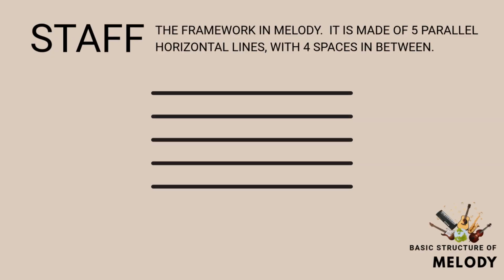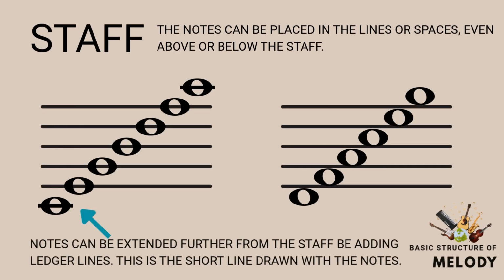Now, the basic structure of melody starts with a staff. The staff is a framework in melody. It is made of 5 parallel horizontal lines with 4 spaces in between. The notes can be placed in the lines or spaces, even above or below the staff.